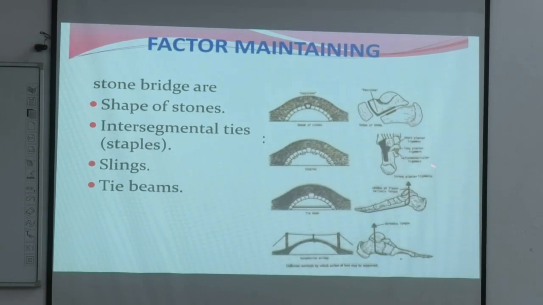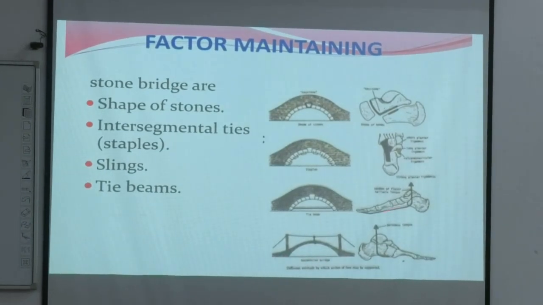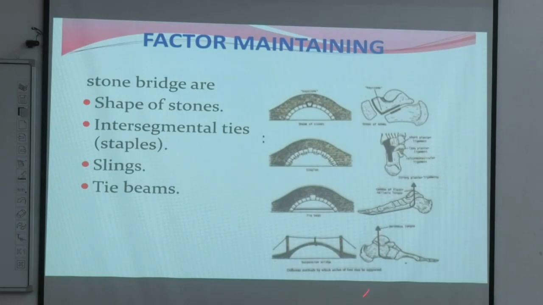Here this flexor hallucis longus is acting as a sling. And tie beams will pull the two ends together. For the transverse arch, this peroneus longus is acting as a tie beam. So these are the factors. All these factors are present in all the three arches: two longitudinal arches and the transverse arch.